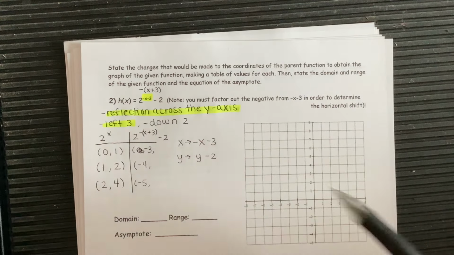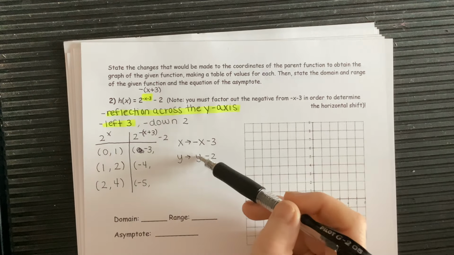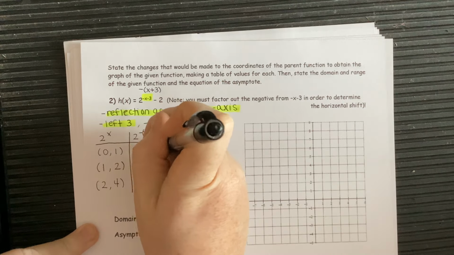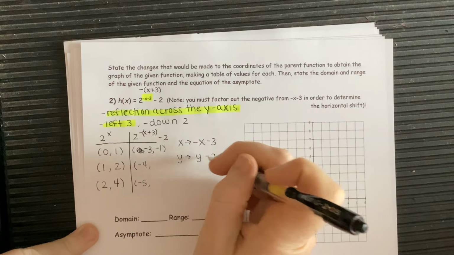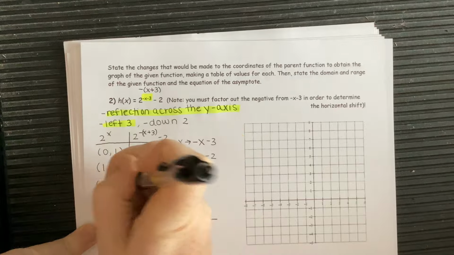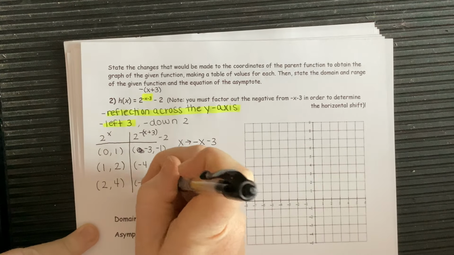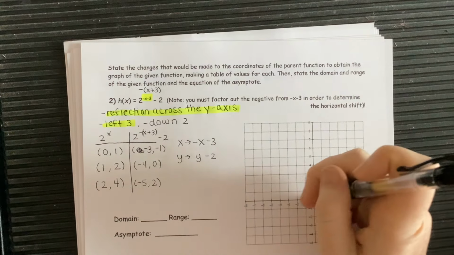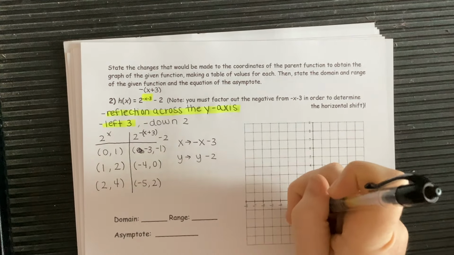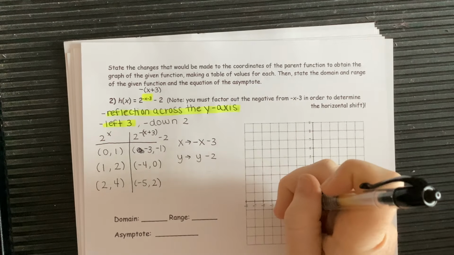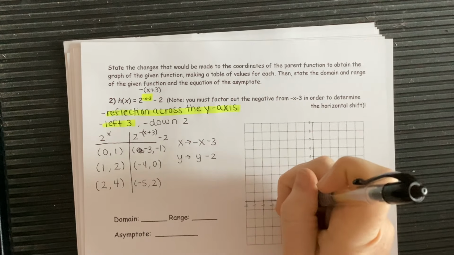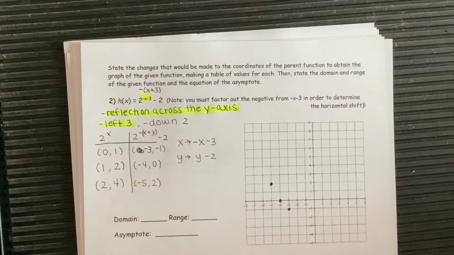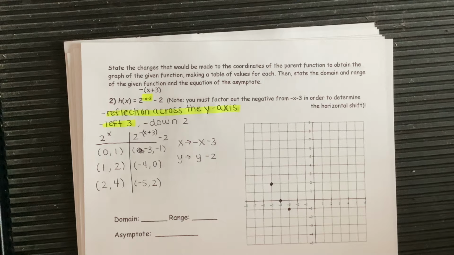Now let's figure out what our y values are going to be. Take your y value, plug it in here, moving it down 2. 1 minus 2 gives me negative 1. 2 minus 2 gives me 0. 4 minus 2 gives me 2. That gives me all these new points that I can use: (-3, -1), (-4, 0), (-5, 2), and that gives me points to start with.